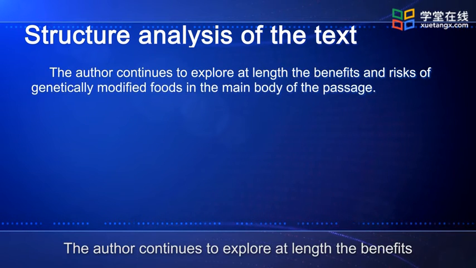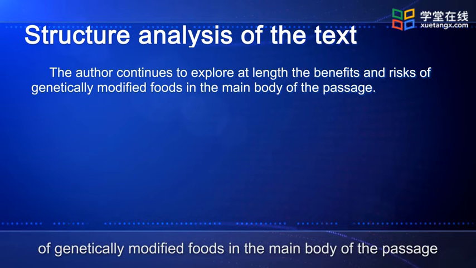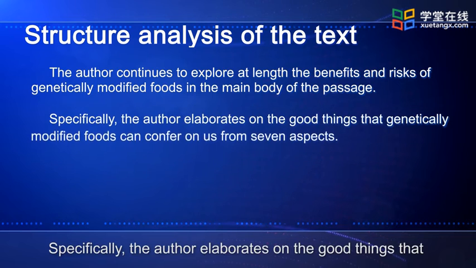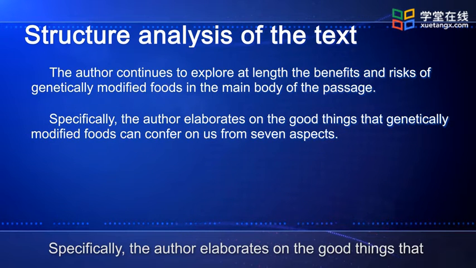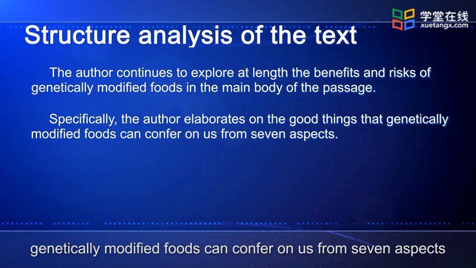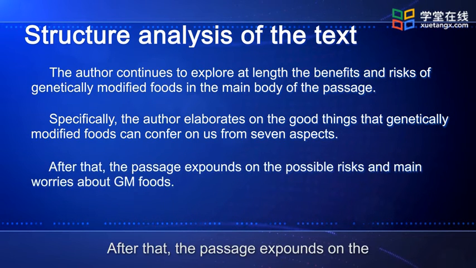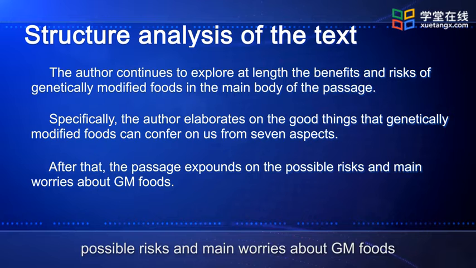The author continues to explore at length the benefits and risks of genetically modified foods in the main body of the passage. Specifically, the author elaborates on the good things that genetically modified foods can confer on us from 7 aspects. After that, the passage expounds on the possible risks and the main worries about GM food.